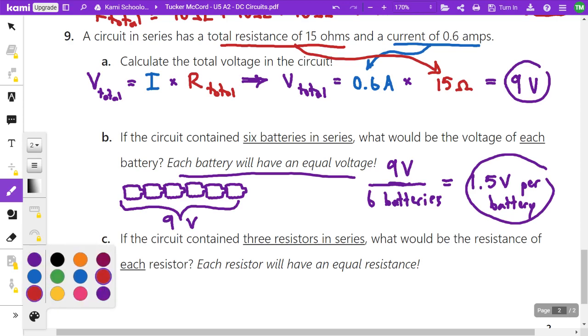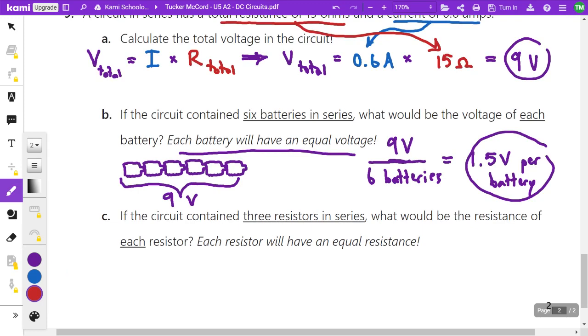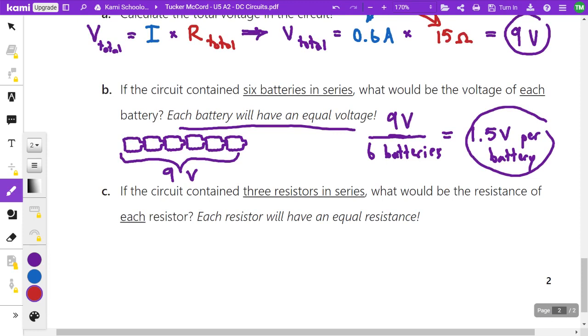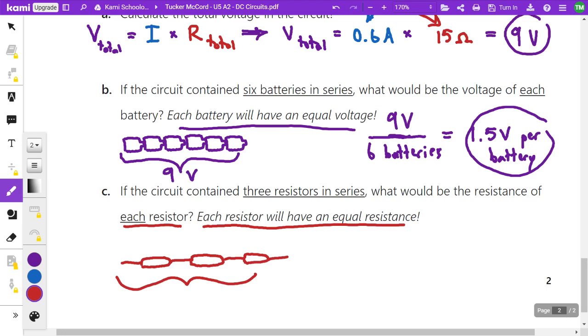The same idea applies to our resistors in series here, where again we know the total resistance is 15 ohms. We want to know what the resistance is going to be on each resistor, where each one is going to have an equal resistance. So if this is a resistor, and this is a resistor, and this is a resistor, and all together, that's 15 ohms. We have to figure out what it is for just one of these. Okay? And the math is very similar to part B.